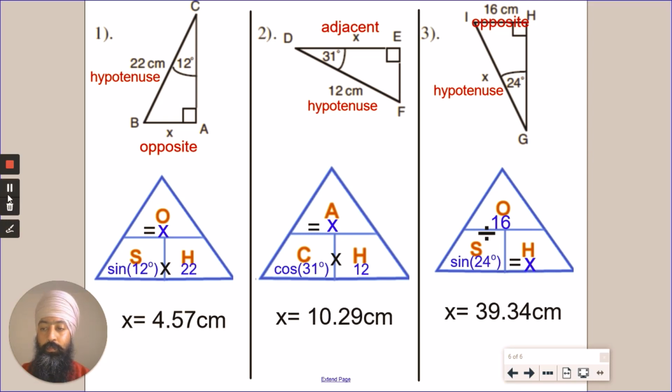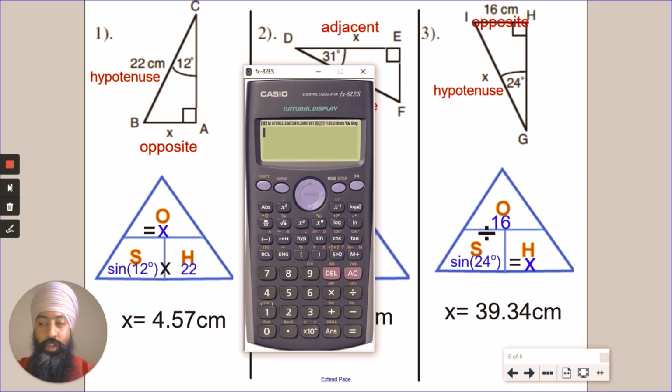39.34. Okay, just a quick trick for you. If you want to do that on a calculator, you can use the fraction button. So 16 down, sine of 24 bracket, equals will give you your answer there.